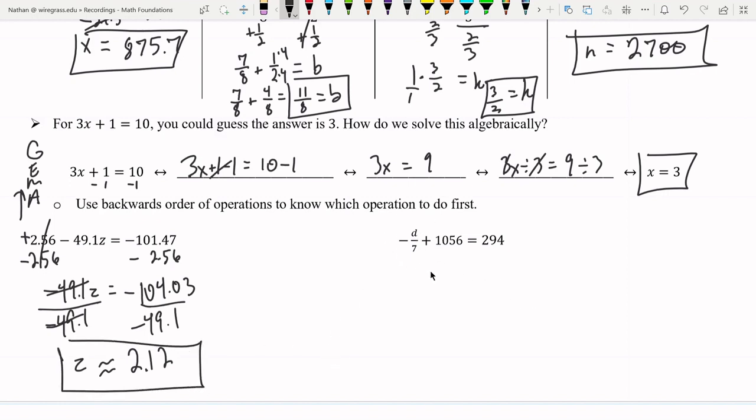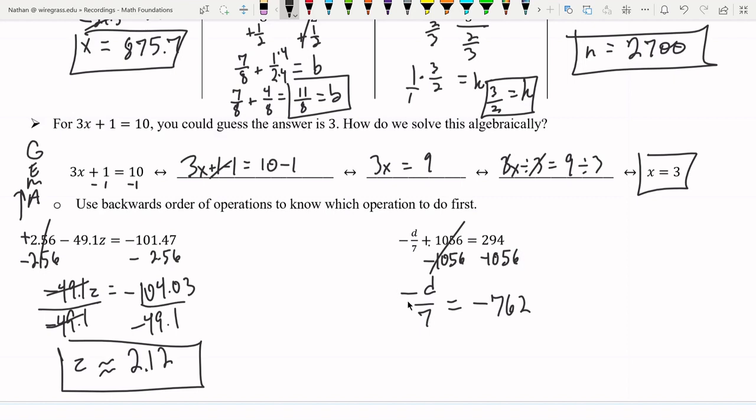Okay, for this one, same process, order of operations backwards, addition and subtraction done first. This is adding on to this one, so I'm going to subtract. I still have this d over 7, or negative d over 7. And 296, that's positive. I'm going to subtract or go to the left 1,056 units. So it's going to become negative. 294 minus 1,056 is negative 762.